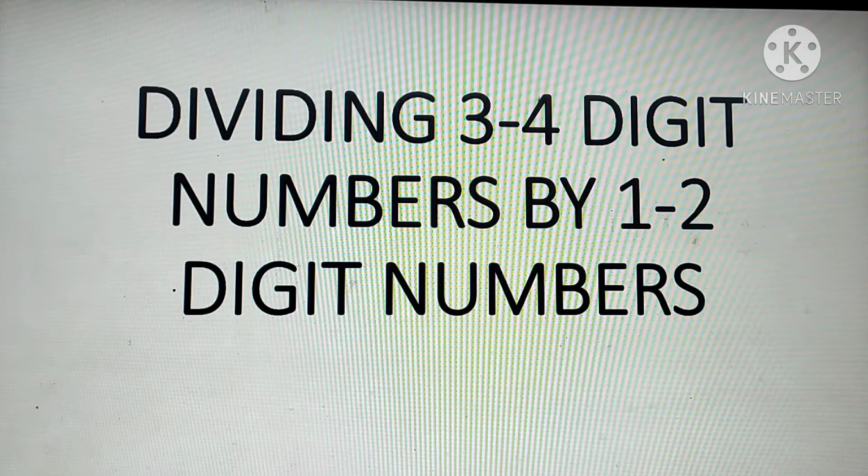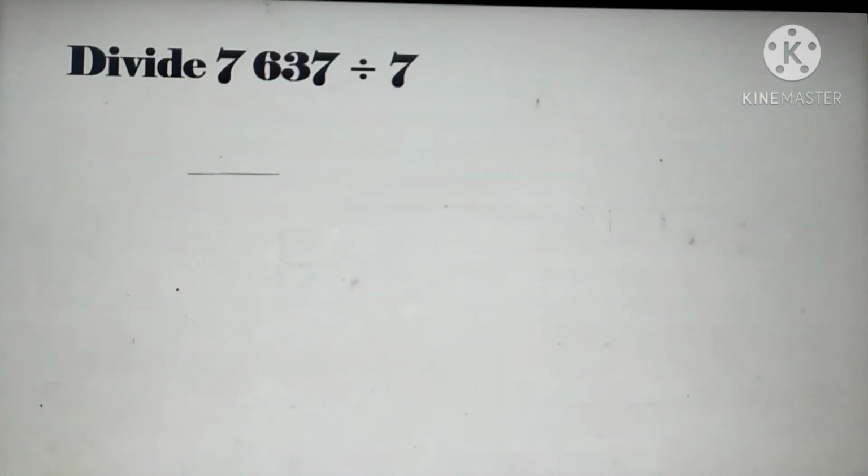For today's video, we're going to learn dividing 3 to 4 digit numbers by 1 to 2 digit numbers. Suppose we are going to divide 7,637 divided by 7. So we'll rewrite our numbers first. We will write 7,637 inside the division sign, and we'll write 7 outside the division sign.